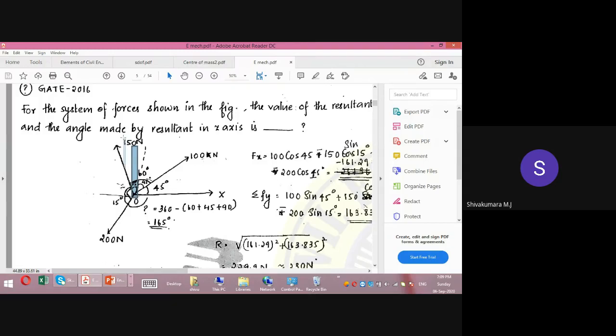So if you resolve this, 150 cos 15, 150 sin 15. Okay. So over here, 15 degrees is already given. You can resolve this. Same procedure, right? Simple, right? Is it the same type of problem?